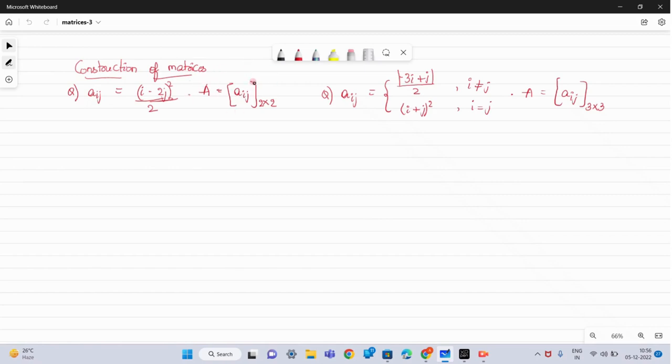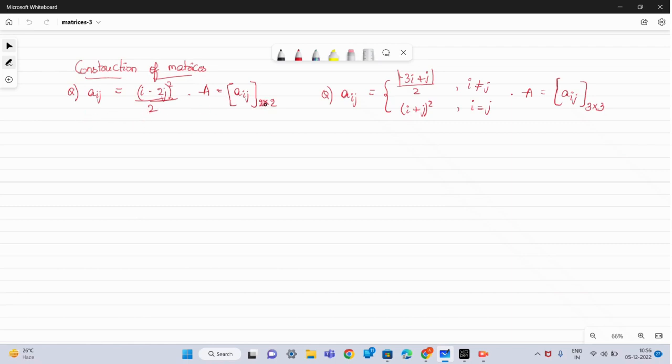A matrix with aij elements of order 2, 2. That means 2 rows and 2 columns. So how do we construct it? For all the elements of matrix A, a condition is given, right? aij is (i minus 2j) whole square by 2.